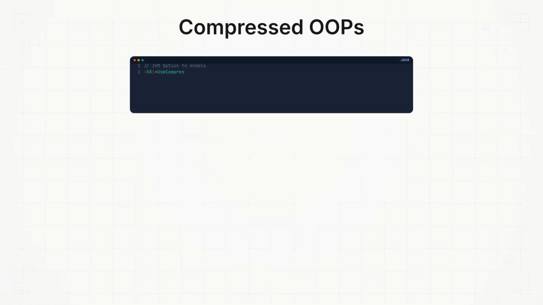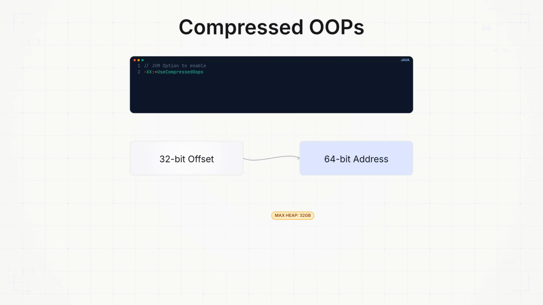Engineers realized this tax was too high, so they created a clever workaround. In environments like the Java Virtual Machine, this is called compressed OOPs, or ordinary object pointers. Since most applications don't actually need 32 gigabytes of RAM, the JVM uses a trick. It stores pointers as 32-bit offsets rather than full 64-bit absolute addresses. When the CPU needs to access the memory, it performs a quick bit shift to reconstruct the full address. This gives you the memory efficiency of a 32-bit system while still allowing you to access up to 32 gigabytes of heap.